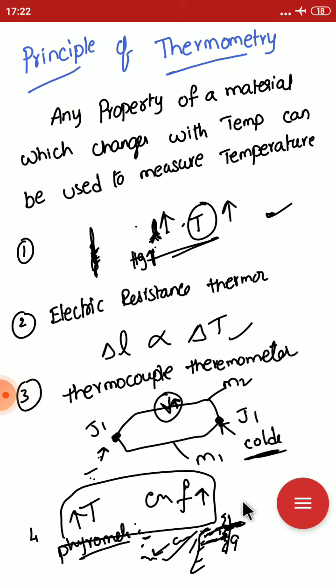Here the color is the property, in the others the voltage is a property, and in general thermometers the length is a property. Now I think it is clear about the principle of the thermometer. Any property of the material which changes with the temperature can be used as a thermometer. That is the principle of thermometry.